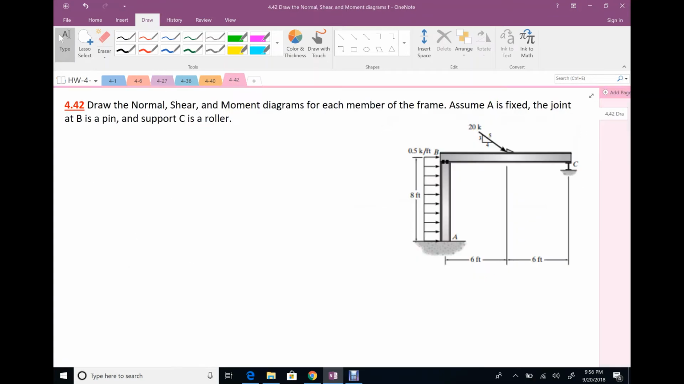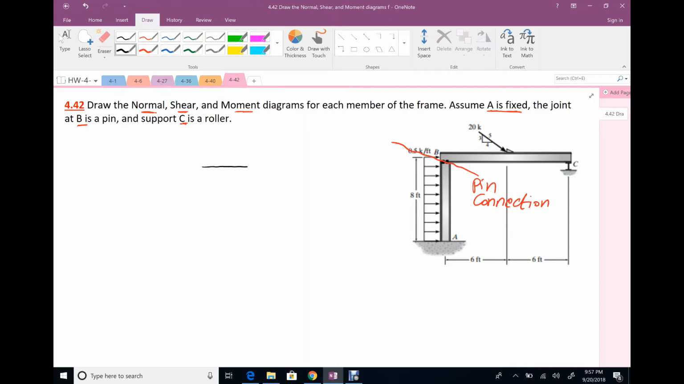For problem 442, we are looking to draw normal, shear, and moment diagrams for the shown frame. A is fixed, B is a pin connection, and C is a roller. Before calculating the reactions, we are going to make a cut at this pin connection. We prefer to cut at this connection first before starting to calculate any reaction.